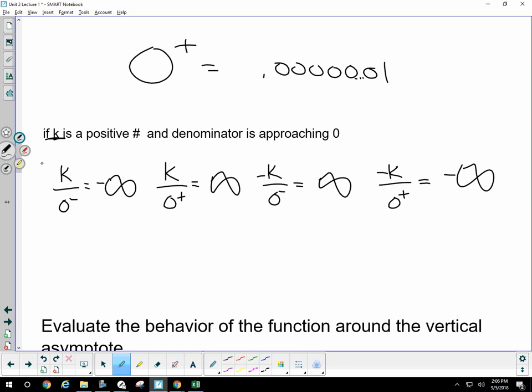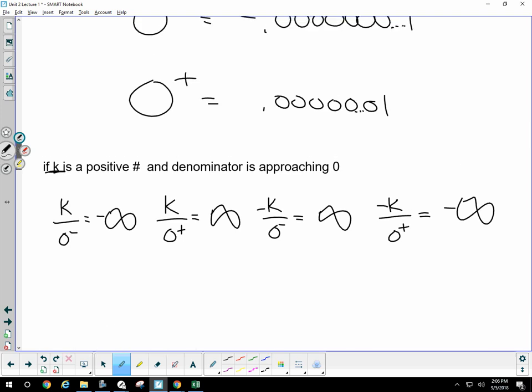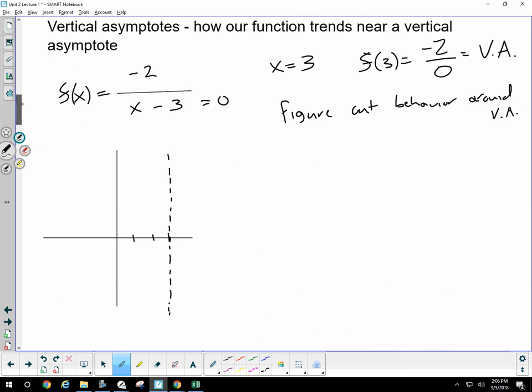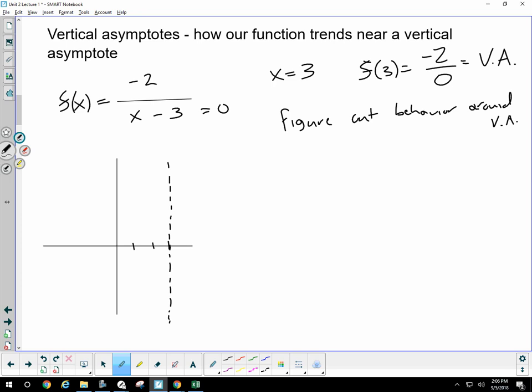Okay, so here's the process. Let's go back up to the previous one up here. Well, I understand that we have a vertical asymptote around 3. Now, let's look at the left side of 3.